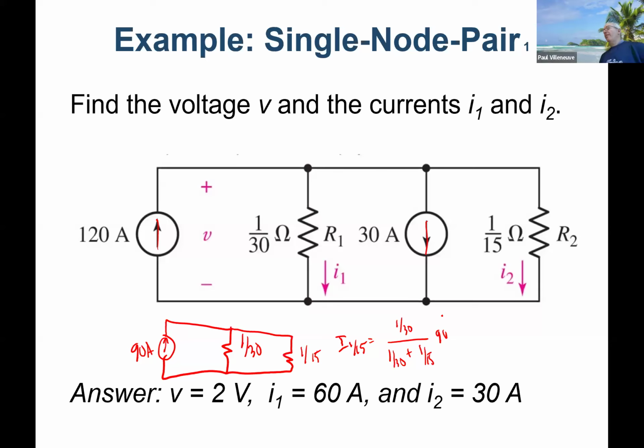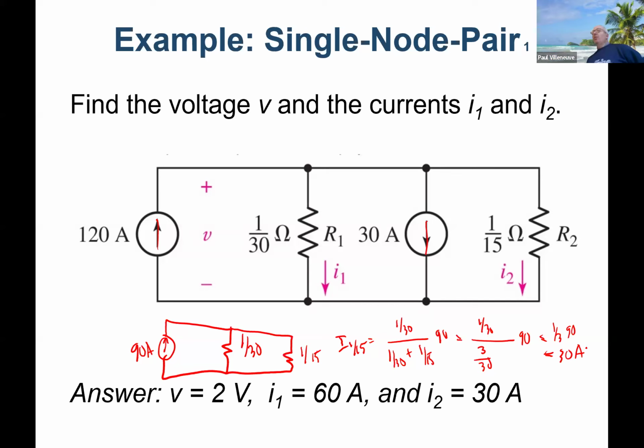Fractions within fractions, usually better to go ahead and do common denominators. So common denominator in the denominator is 30. When I put those together, and tell me if I do this too fast, I have 3 over 30. Did I do that too fast to how I got the common denominator? Invert and multiply, and I'm left with 1 over 3 times 90, which is equal to 30 amps.